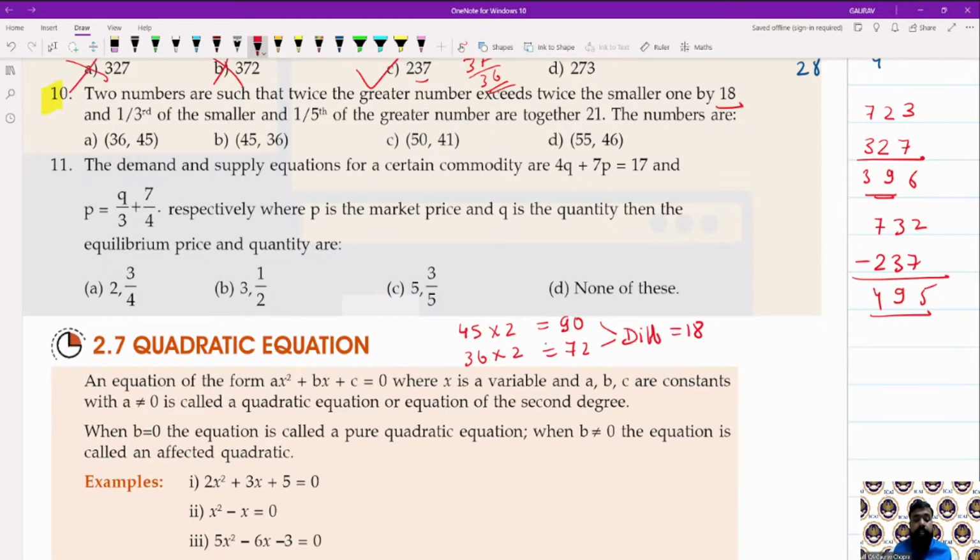Now let us check the second condition also. One third of smaller. One third of 36 is 12. And one fifth of bigger. One fifth of 45 is 9. So 12 plus 9 is 21. Therefore, second condition is also satisfied.